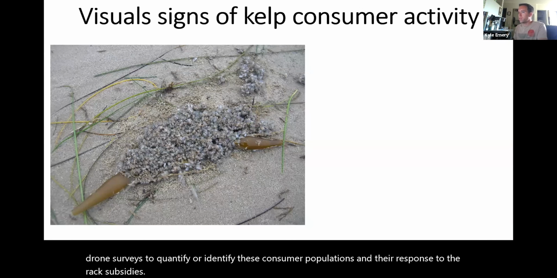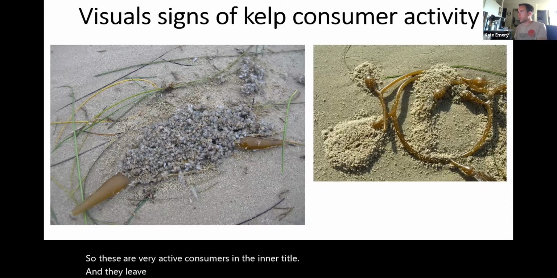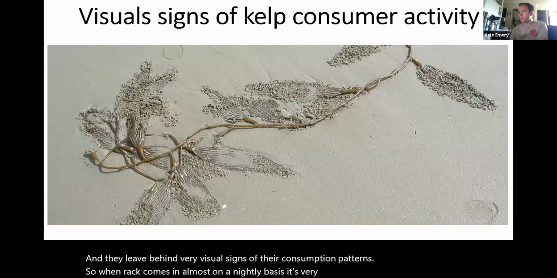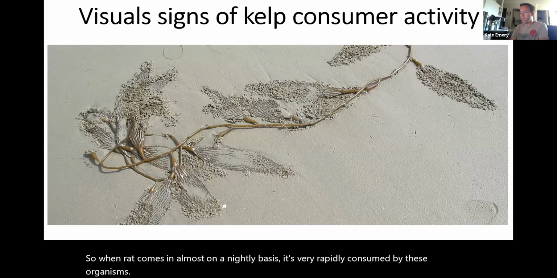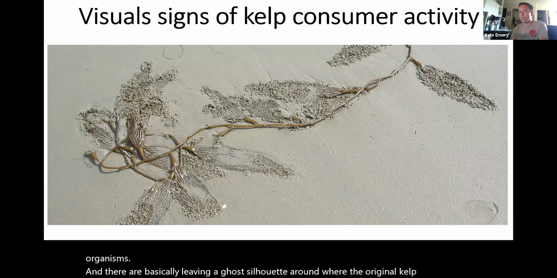So these are very active consumers in the intertidal, and they leave behind very visual signs of their consumption patterns. So when rack comes in almost on a nightly basis, it's very rapidly consumed by these organisms. And they're basically leaving a ghost-like silhouette around where the original kelp plant was prior to them consuming it.